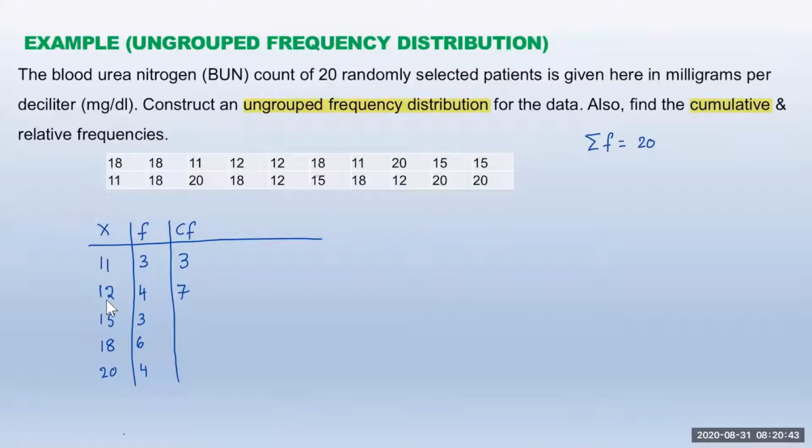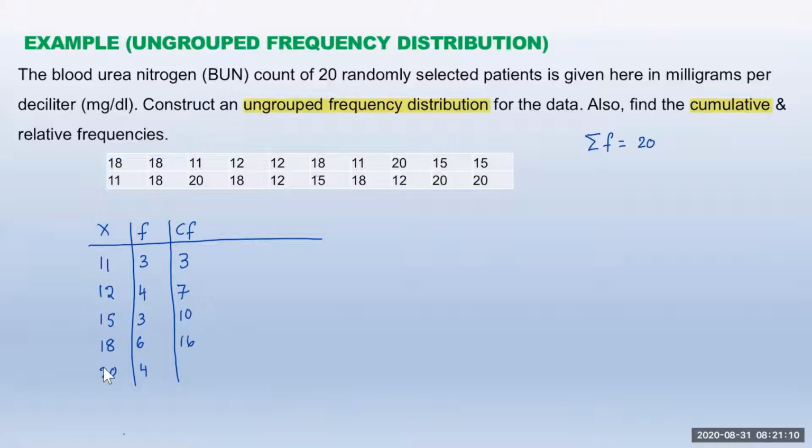We have 3 for 11, 4 for 12, and then 3 for 15. So if we add 3 plus 4 plus 3, that is 10. And then what is the cumulative frequency for 18? If we ask that question, that is the frequency for 11 plus frequency for 12 plus frequency for 15 plus 6 for 18. So that will be 16 if you add all of them.